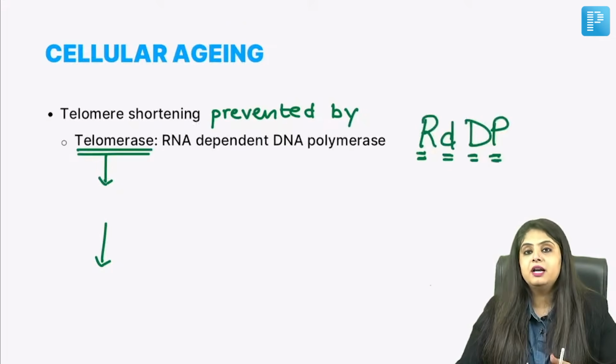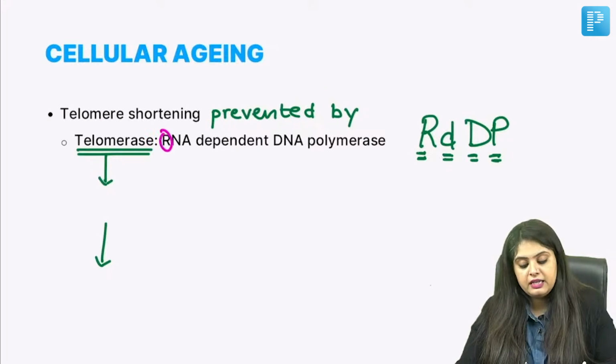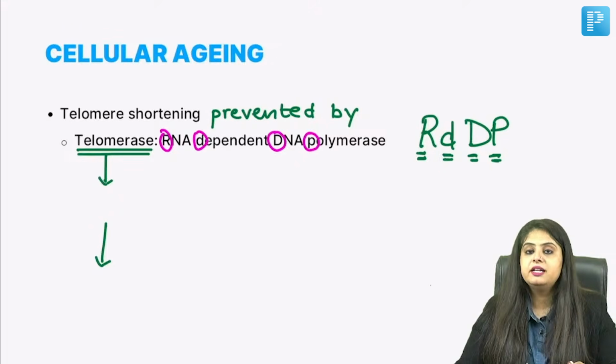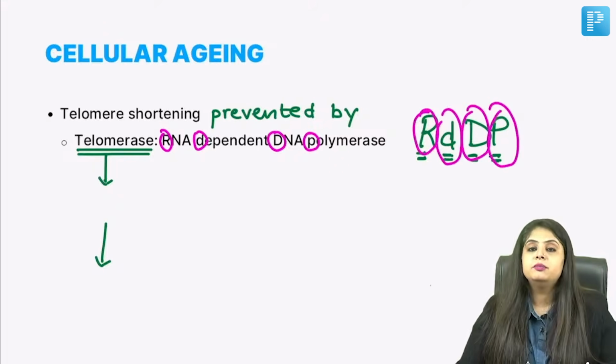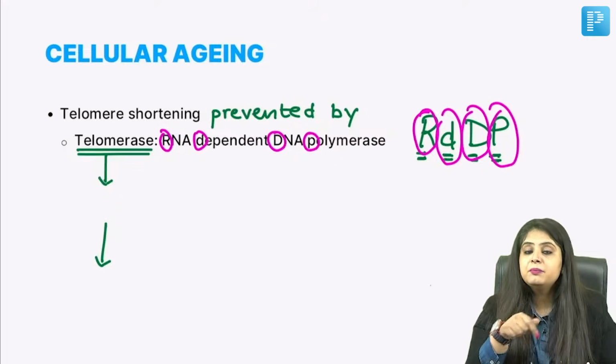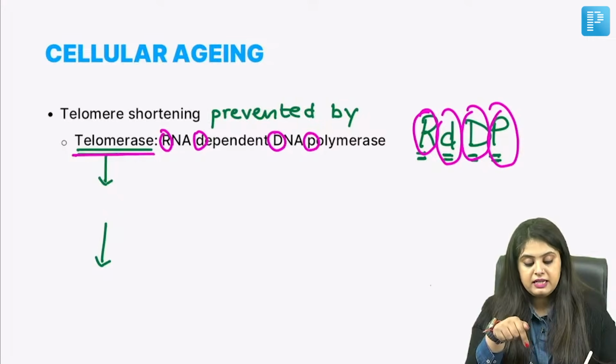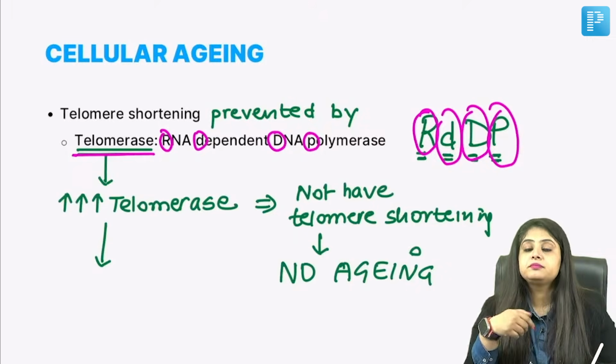It is RDDP. RDDP means it is RNA dependent DNA polymerase. What enzyme is it? RNA dependent DNA polymerase. God has given it to you. And the purpose of giving telomerase is that it will not let the telomere shorten.